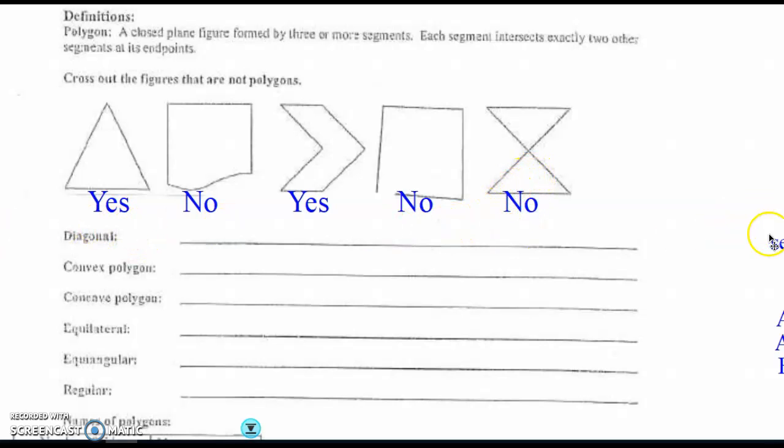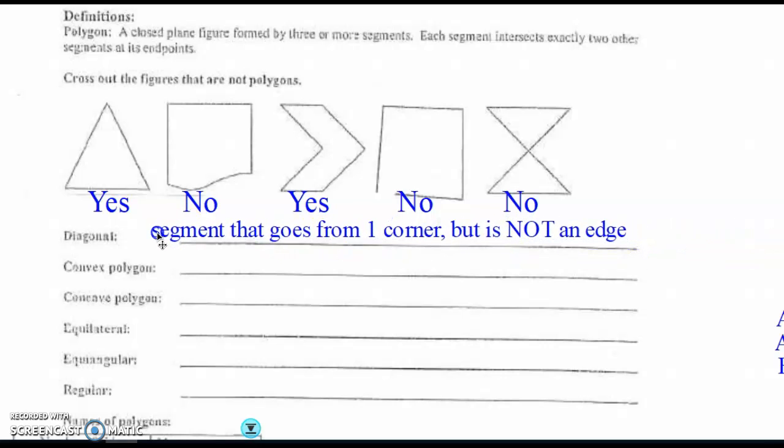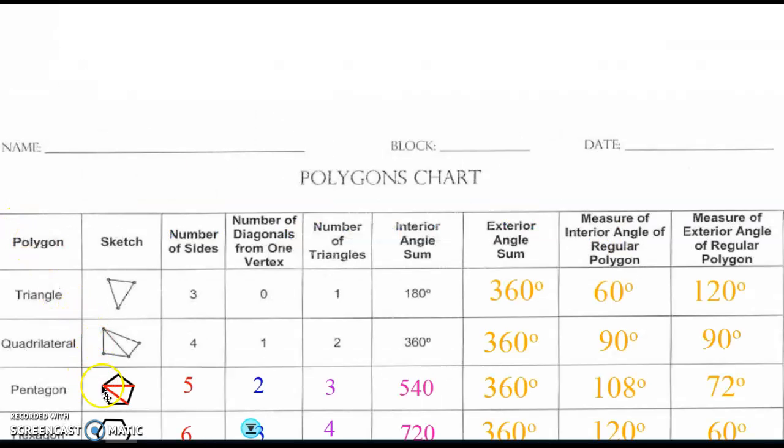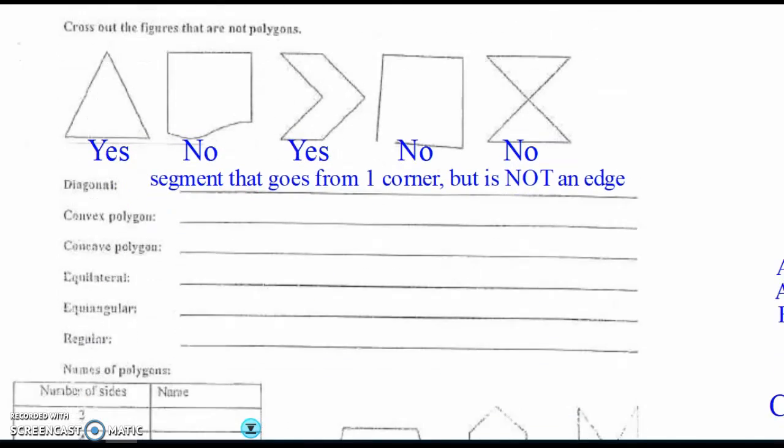A diagonal, as I said before, is a segment that goes from one corner to another, but it can't be an edge. So if we look back at this page here, you can see these two. So there's 2. 5 minus 3 would give us a 2. So that's how you would get the number of diagonals. Always take 3 away. Okay.